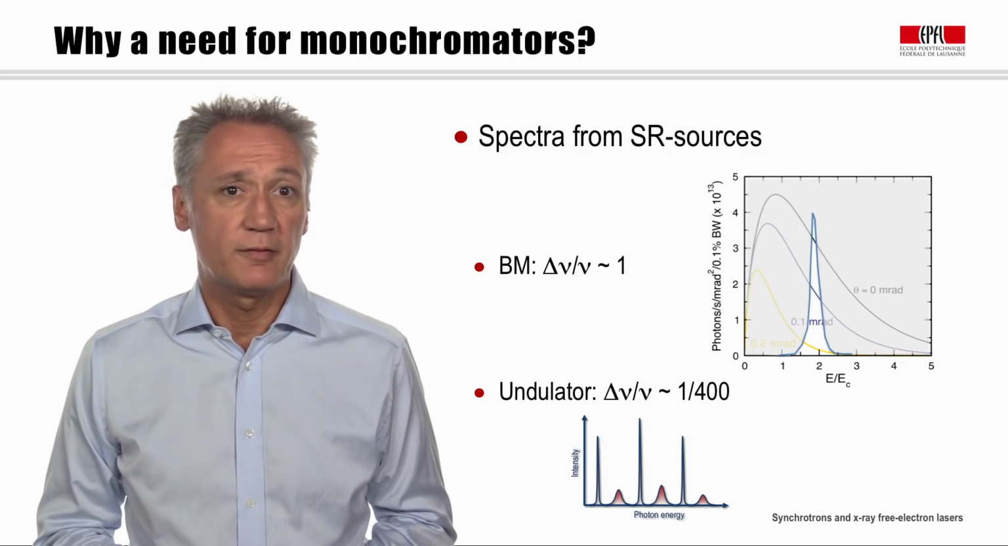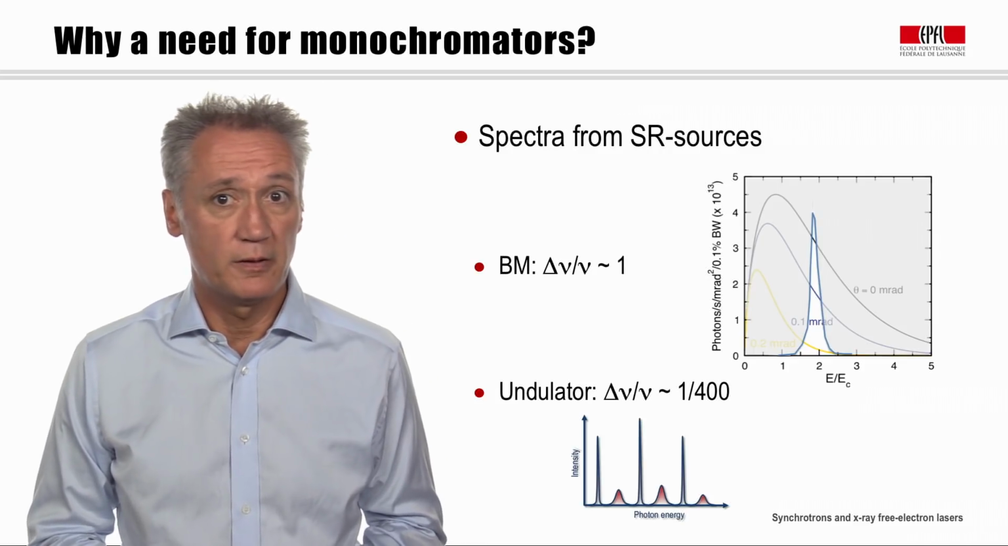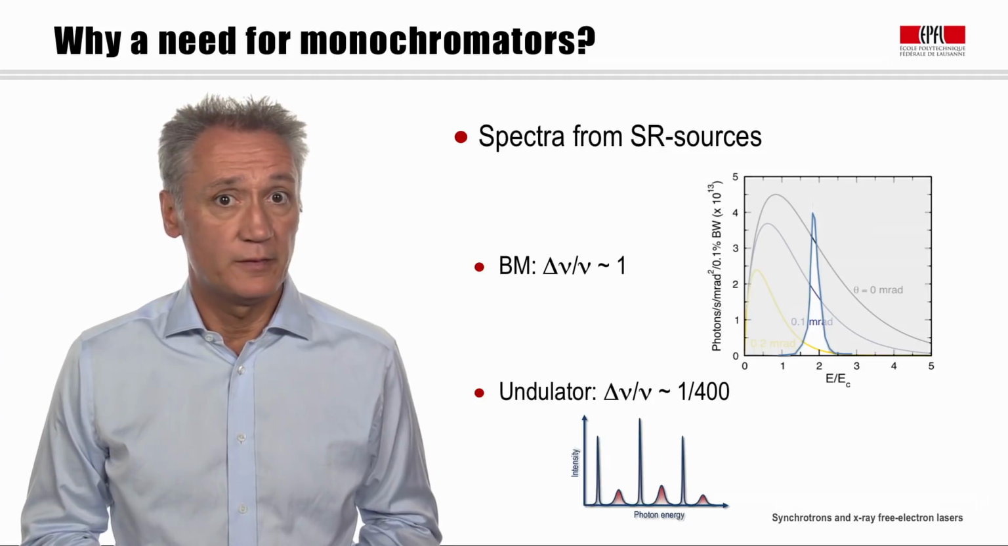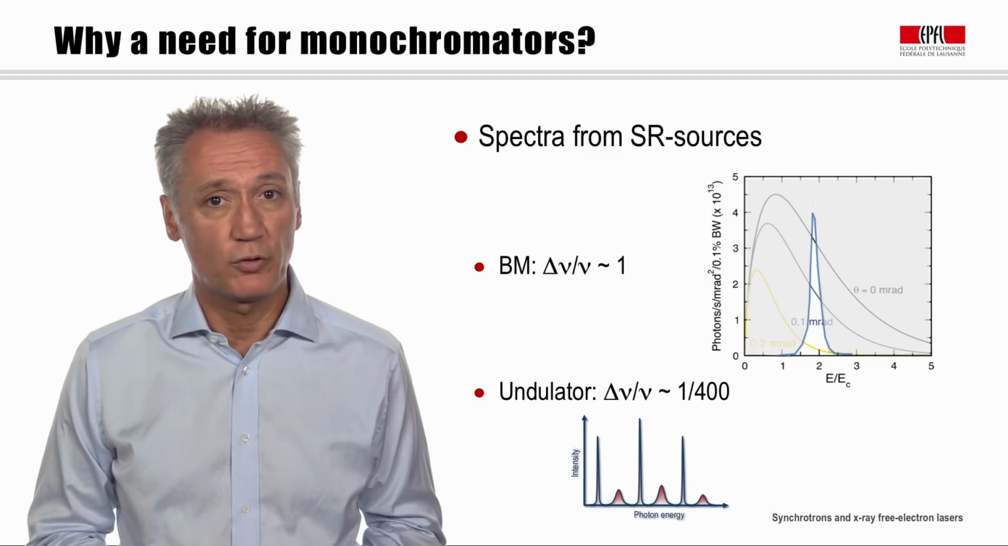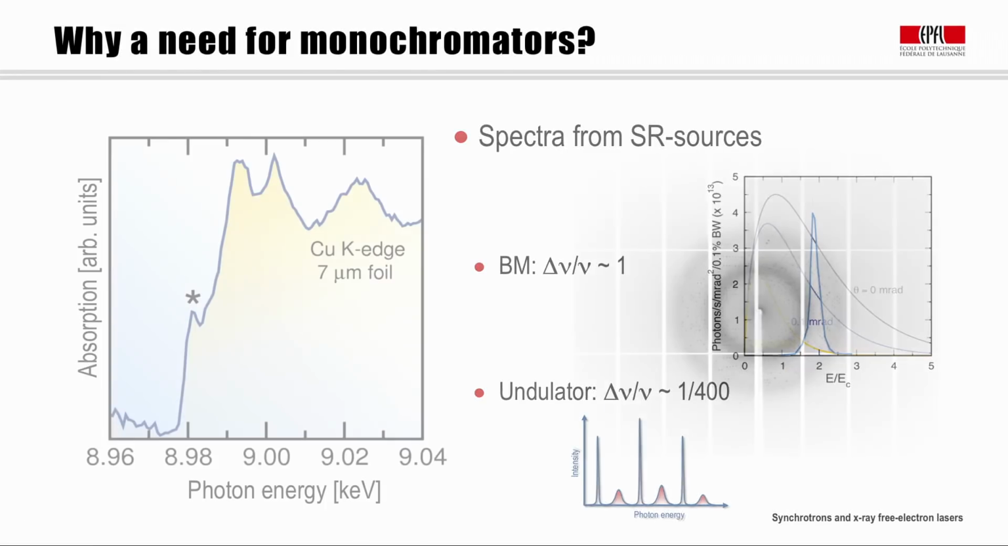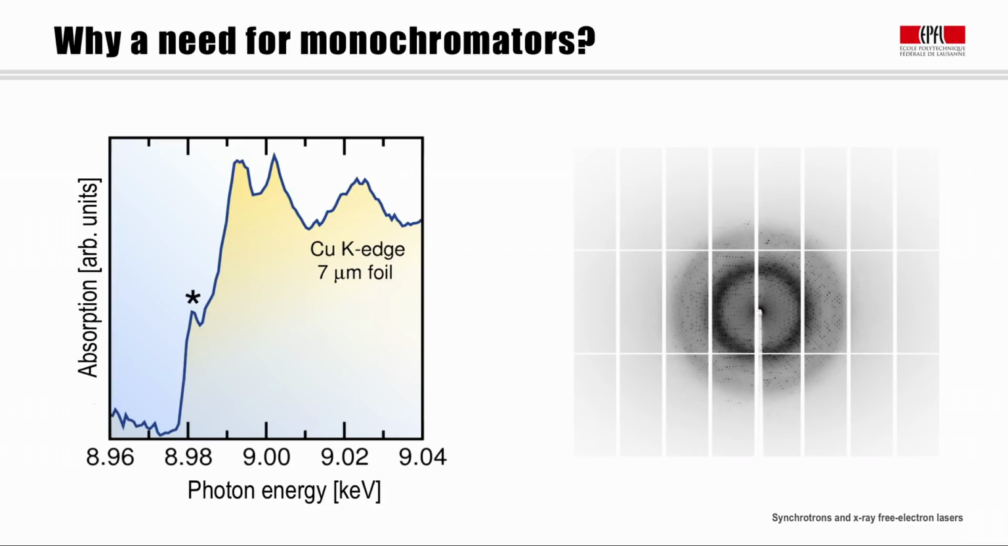Even the bandwidths of undulator spectral peaks, as they emerge, is more often than not insufficient for many types of experiments and require further monochromatization. For example, X-ray absorption spectra contain subtle features that can provide invaluable chemical and orientational information. The pre-peak in the XANES spectrum of copper at its K absorption edge is highlighted here with an asterisk, and it provides information on the oxidation state.